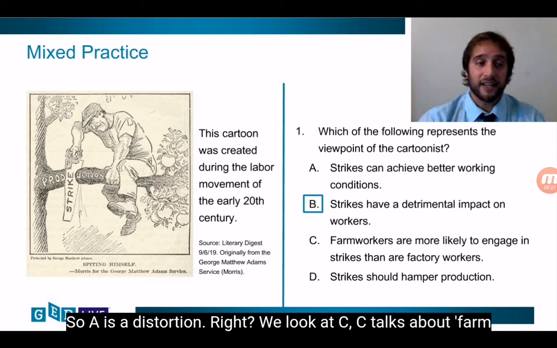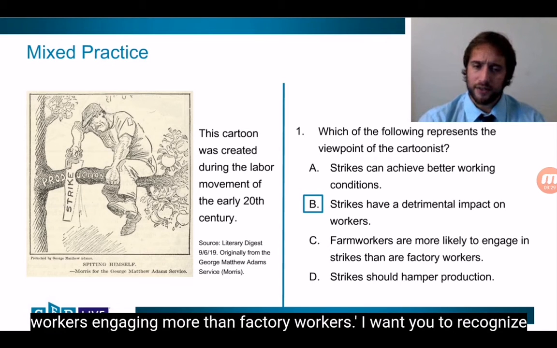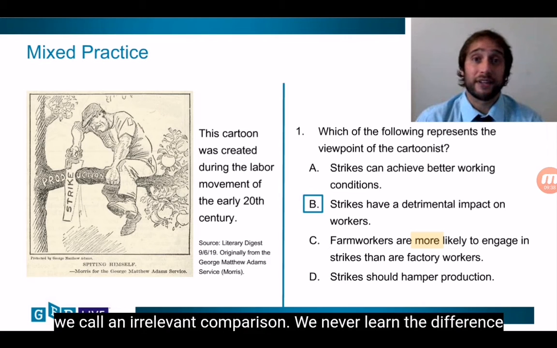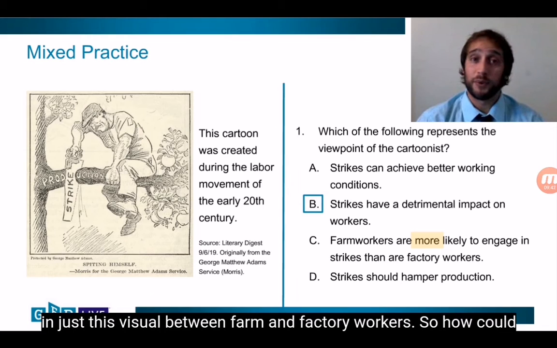If we look at C, C talks about farm workers engaging more than factory workers. I want you to recognize this as a classic type of wrong answer choice. This is what we call an irrelevant comparison. We never learned the difference in just this visual between farm and factory workers. So how could we know?